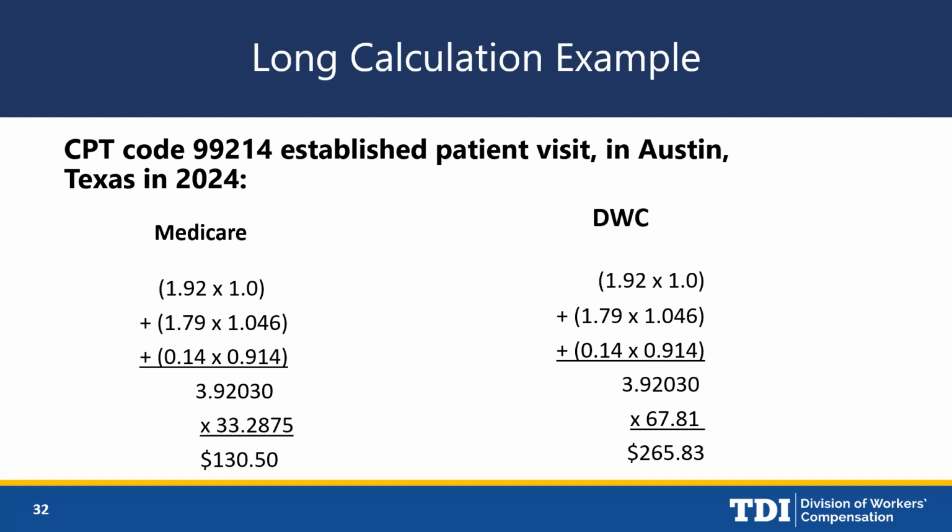They stay the same until you get to the conversion factor. Medicare's conversion factor for 2024 is $33.28. Ours is $67.81 for office visits. I'm going to just jump over to the internet real quick and show you where I got all of these numbers.